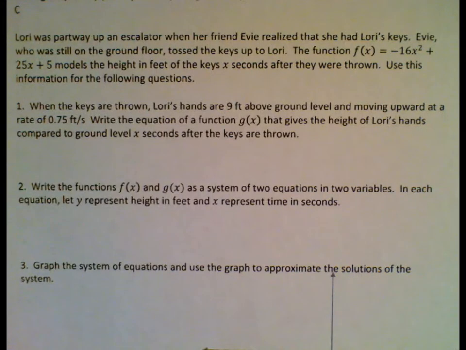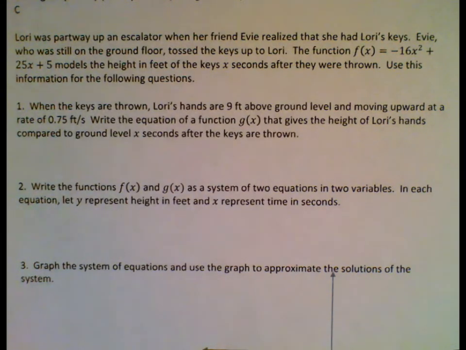Okay, we are making our way into the very last act of Unit 2. This is Act 13, and today I just want to go through this word problem with you on solving systems of linear and nonlinear equations. So we kind of have to build our own system, and then we're going to graph it and solve it. Okay?